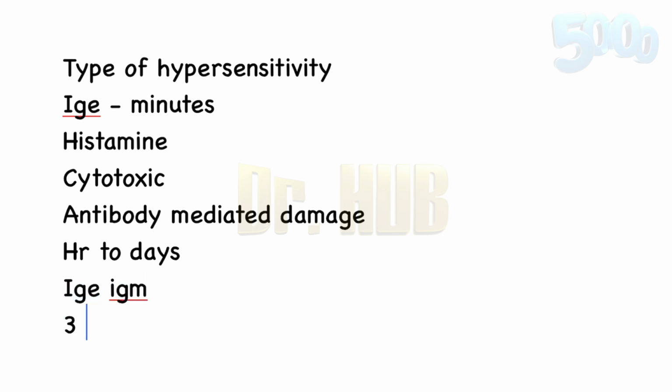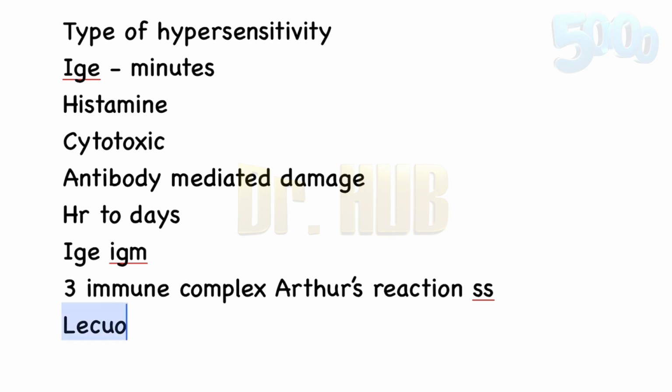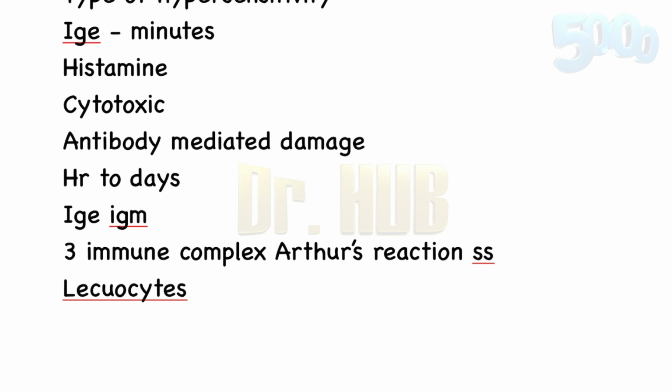Now type 3 involves the immune complex. So they involve the Arthus reaction as well as SS, that is serum sickness. The time of manifestation will be hours to days, and the mediators are IgG, IgM as well as leukocytes.